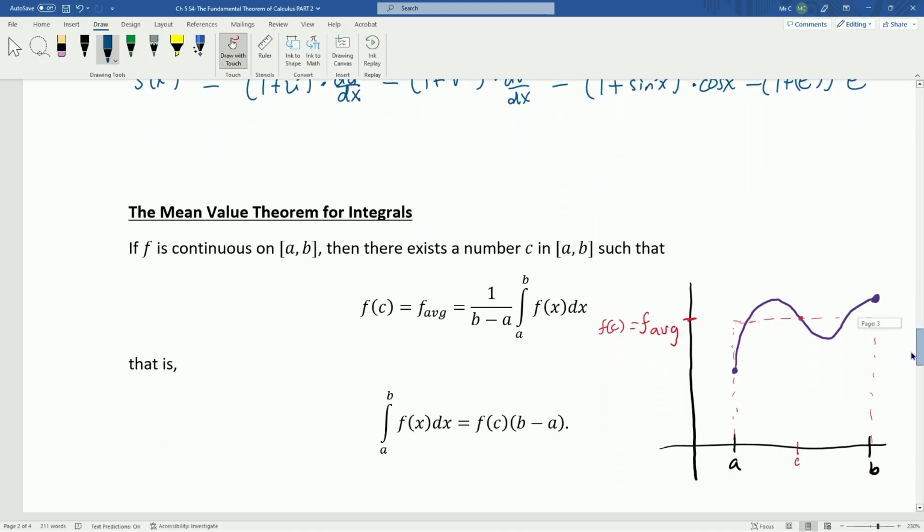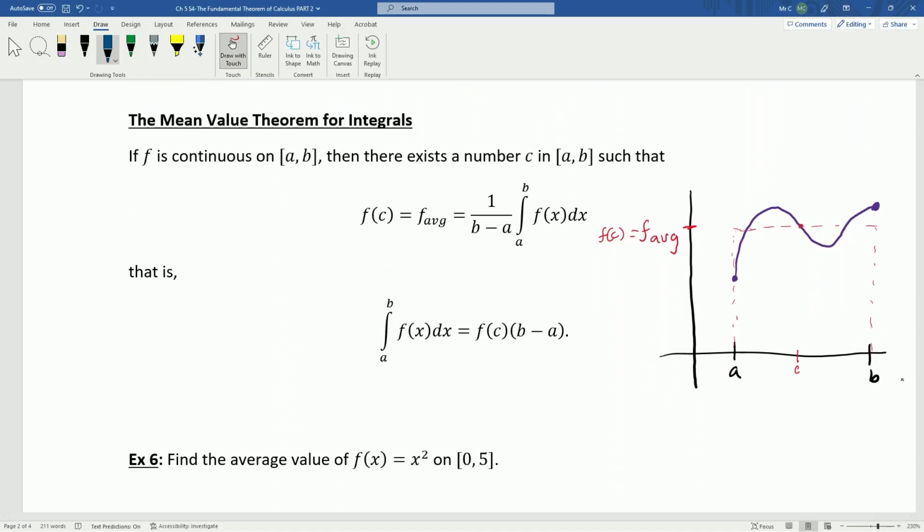Okay, so now let's tackle another theorem. So this is just a reworking of the mean value theorem into the description of integrals. So I'm not going to reprove this. Again, all this is basically just rewriting the same exact mean value theorem, but we're doing it in the language of integrals. So if f is continuous on the interval from a to b, then there exists a number c in the interval from a to b such that f of c, the average value of f, is equal to 1 over b minus a times the integral from a to b of f of x dx.